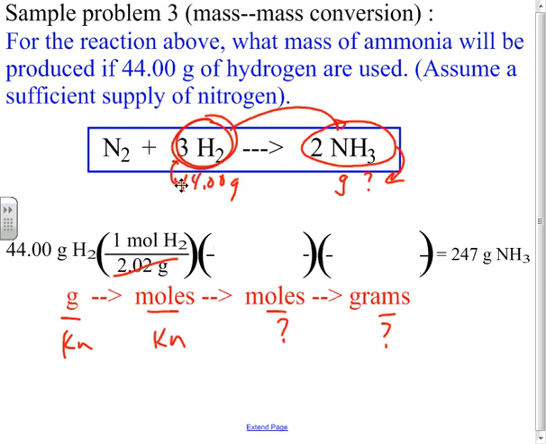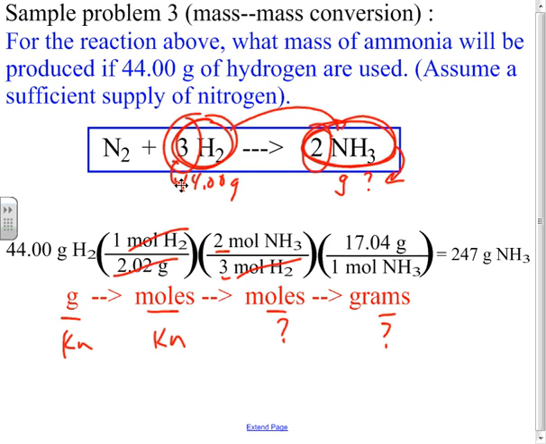Now we need to go to moles of ammonia. So now we multiply by the mole ratio. There's 2 moles of ammonia for every 3 moles of hydrogen. Now the units moles of hydrogen cancel out. Now we know moles of ammonia. Now we need to get to grams of ammonia. To get from moles to grams, you multiply by the molar mass of that particular substance. So ammonia has a molar mass of 17.04. Now the units moles of ammonia cancel out, and now we know the mass that can be produced from that.